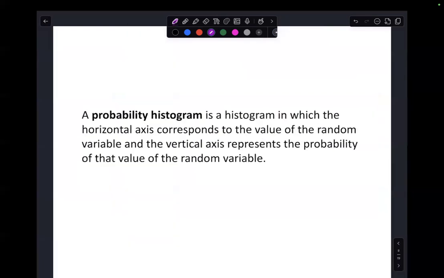Okay, probability histogram. This is exactly the same thing as a relative frequency histogram. We just changed the words. You calculate the probability the same way you calculate relative frequency, and that will go on your vertical axis, and then your outcomes are on your horizontal axis. I have kind of a shortcut histogram in the examples, but it's still the same thing.